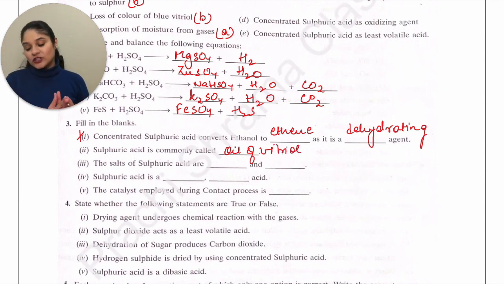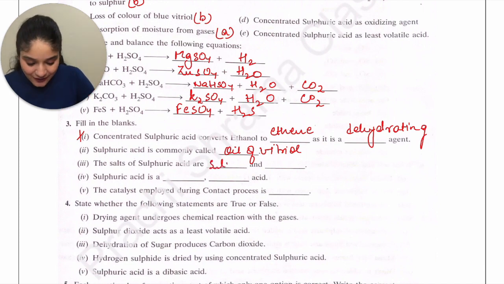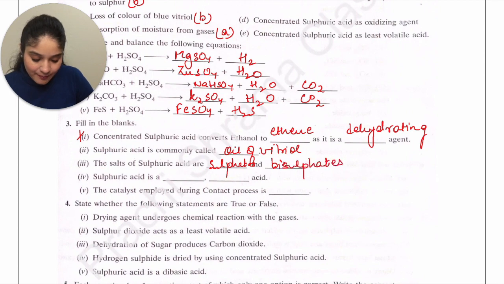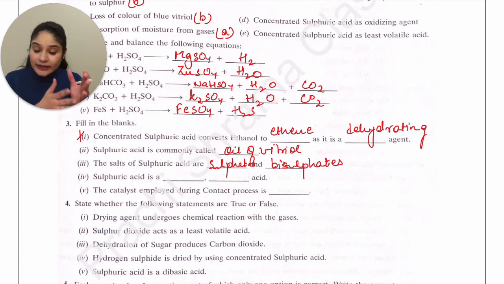Now the next question is the salts of sulfuric acid are dash and dash. So since you have sulfuric acid, the salts are gonna be sulfates and bisulfates. So sulfates and bisulfates.